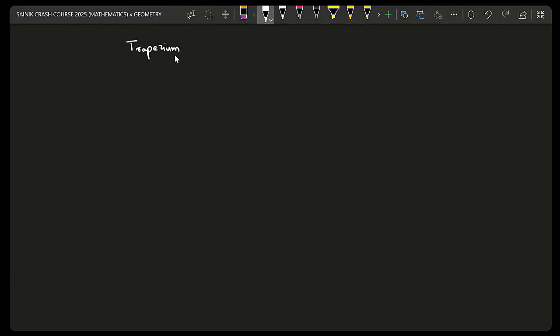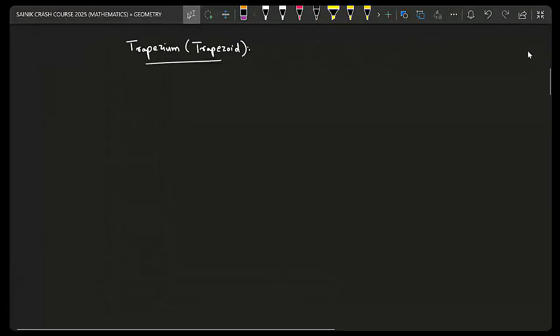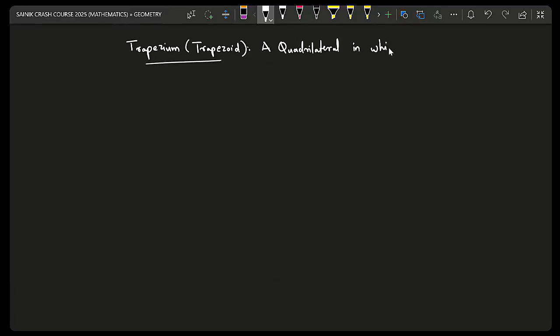So what is a trapezium? In American English it is called a trapezoid. A trapezium is a quadrilateral in which one pair of opposite sides are parallel. That is called a trapezium.